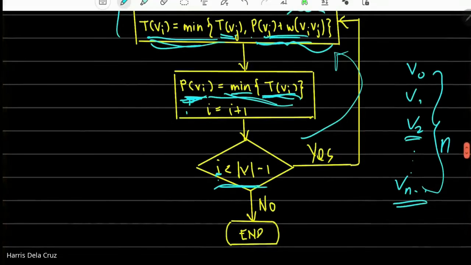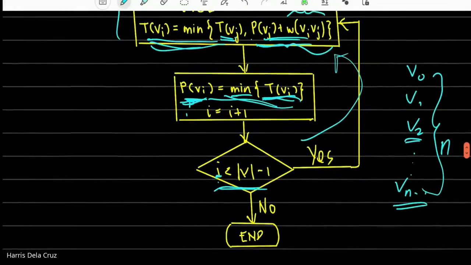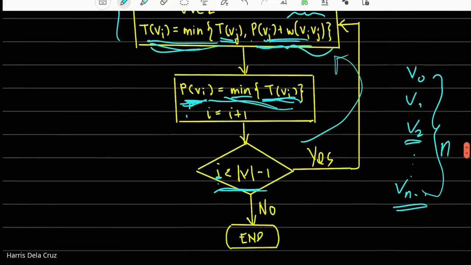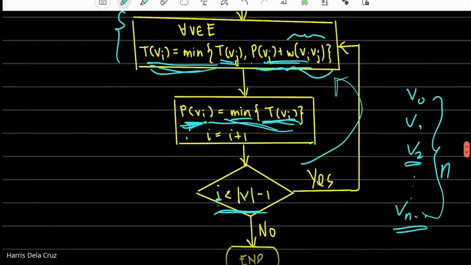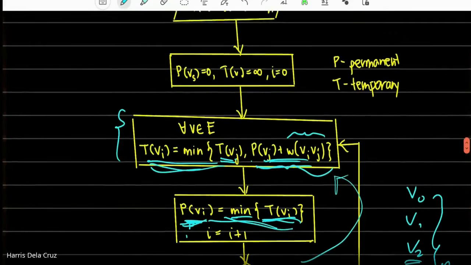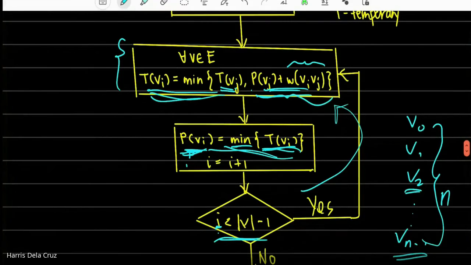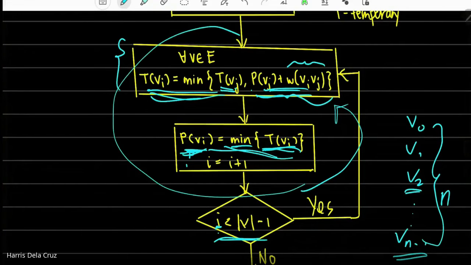So once tapos na yung algorithm, meron ka nang label ng lahat ng vertices. So that's what Dijkstra algorithm is. Okay? Yan. So ang mahalagang part is the labeling. So ikot ka lang ng ikot until you visited all the... So when I say visited, yun yung mga may label na.